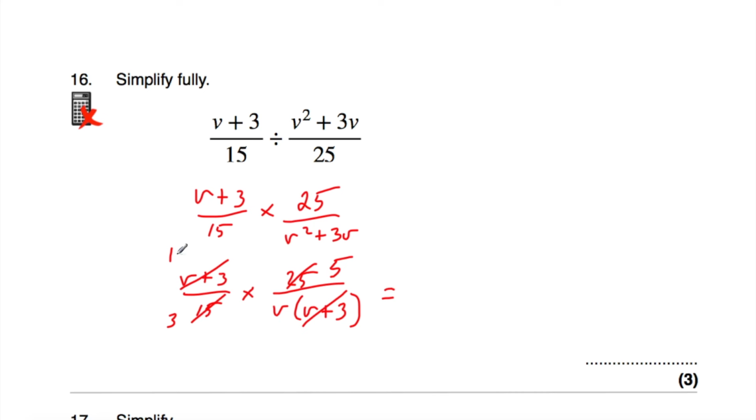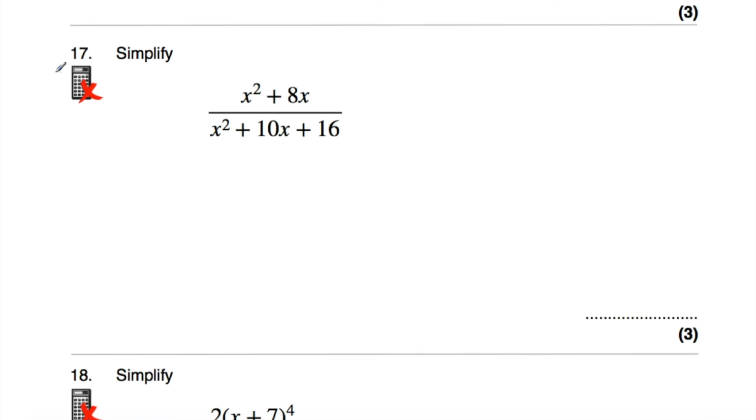And now we can just multiply. 1 times 5 is equal to 5, and 3 times v would be equal to 3v. So the answer is 5 over 3v, and that's it. Okay, let's have a look at question number 17.